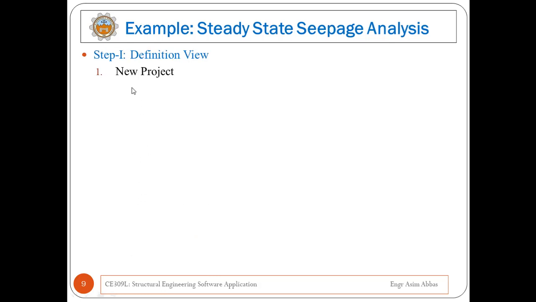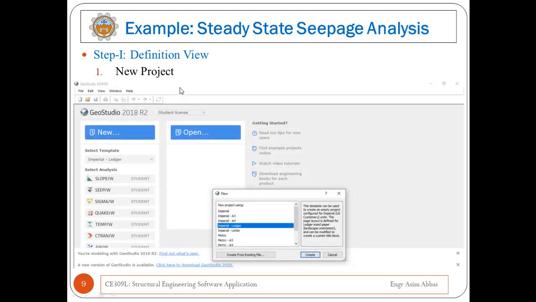Step 1 is to create a new project. When you open your GeoStudio software, from here you will click on New, right? So this window will appear. From here you will set your page size, then click on Create.